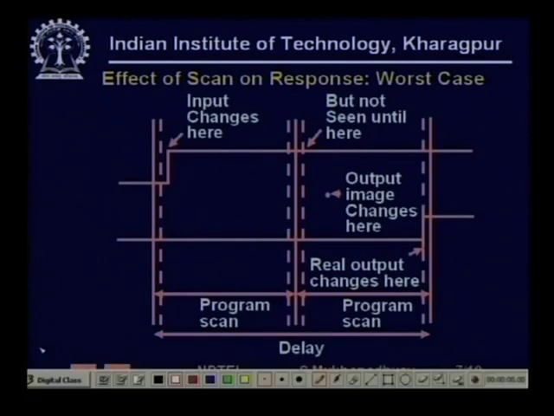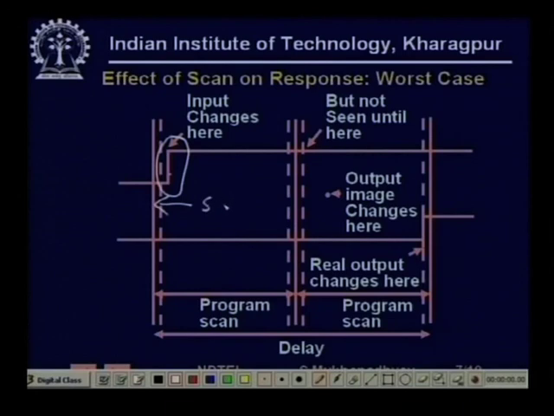So, this is the opposite, this is the worst case. So, what is happening here? Here unfortunately the input has changed just after a reading cycle was completed. So, therefore, this change of the input was not sensed by the PLC in this scan cycle. In this scan cycle it did not sense that the input has changed.